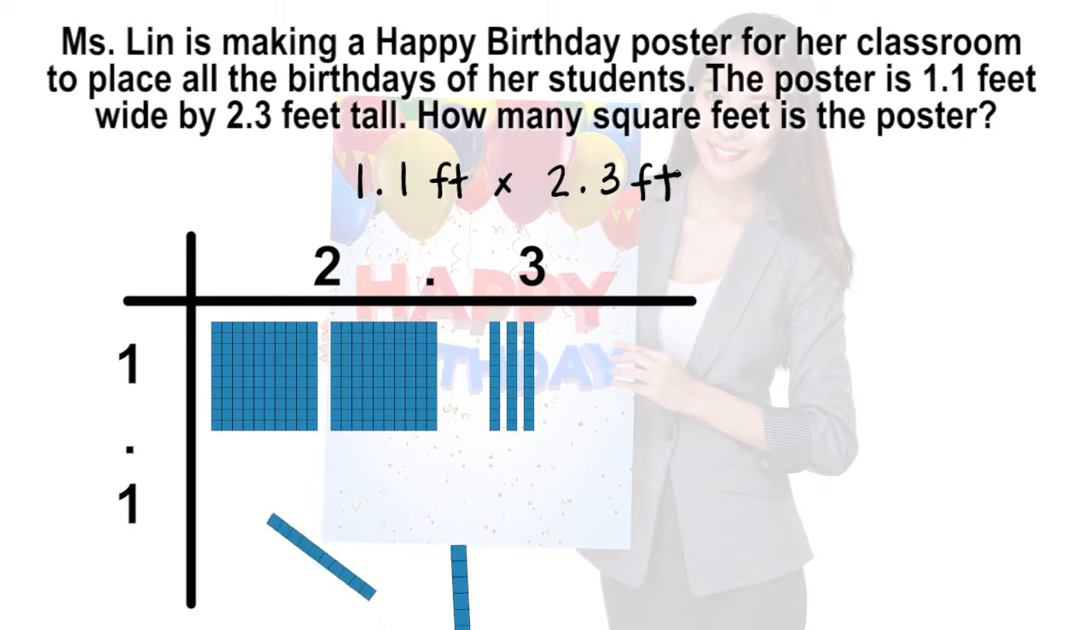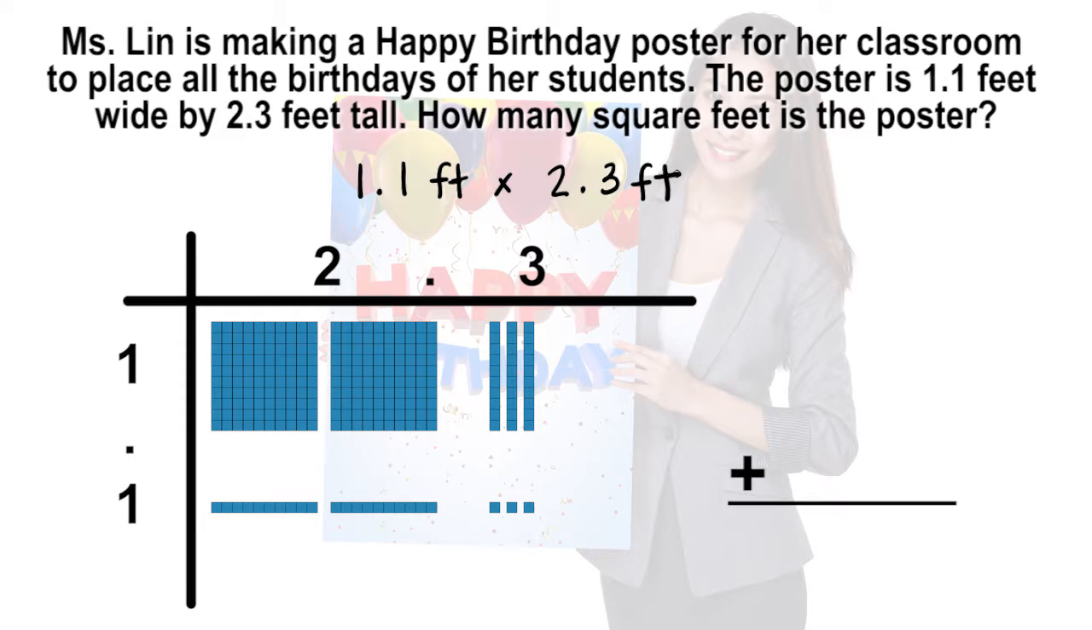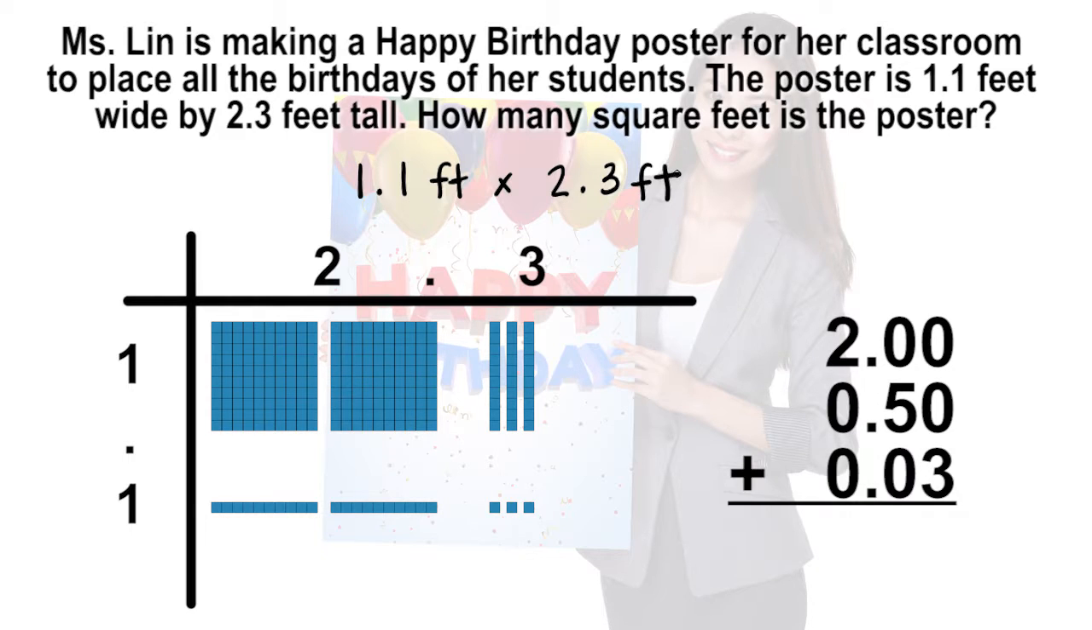Place 2 rods horizontally under the 2 flats. This represents the 1/10 times 2. Next, place the 3 cubes under the 3 vertical rods. This represents the 1/10 times 3/10. In order to find the product, add up all the blocks. There are 2 wholes, 5/10 and 3 hundredths, which equals 2 53 hundredths. The poster is 2 53 hundredths square feet.